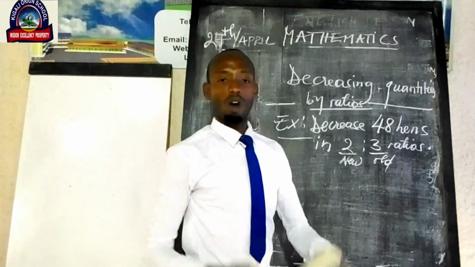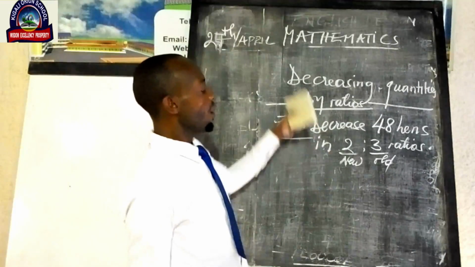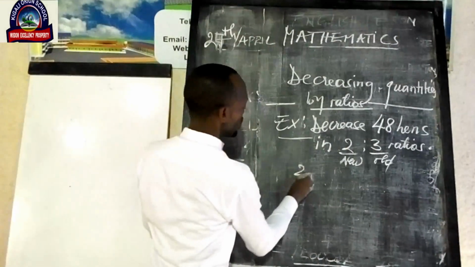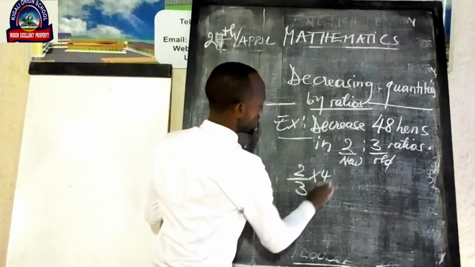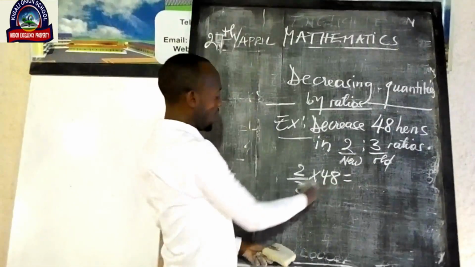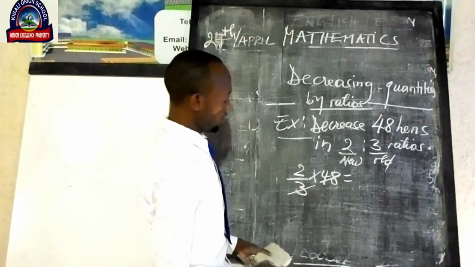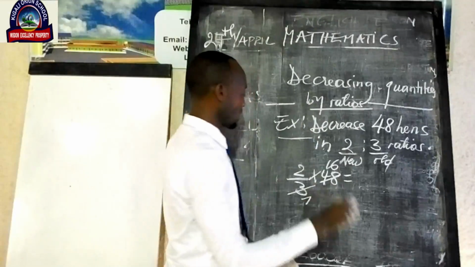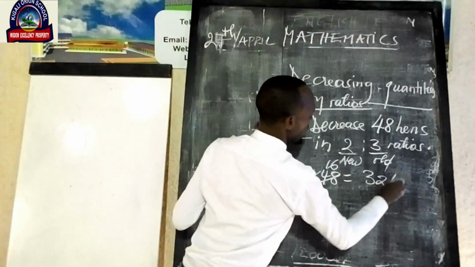As we have done for the increasing, here also we write this ratio in fraction form. How? We get 2 over 3 times the hands we have, times 48, which is equal to, I can simplify 48 by this 3. Up I get what? I divide by 3 here and here. Down I get 1, then I get 16 times 2. So the answer is 32 hands.